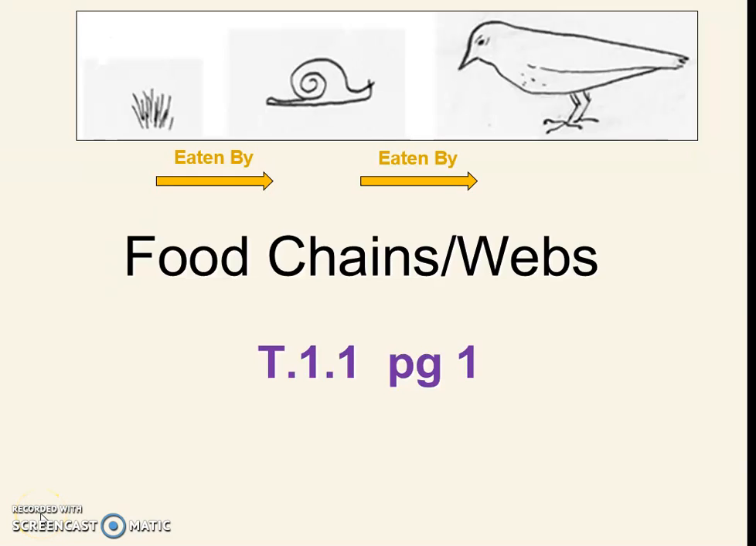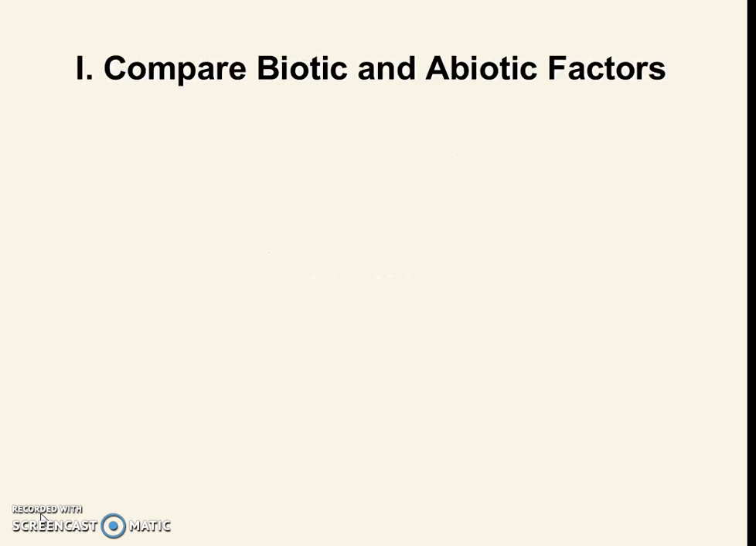Hello, biology students. Let's start our new topic, ecology, with learning food chains and webs. Let's begin. So we're going to start by learning two new words, biotic and abiotic.